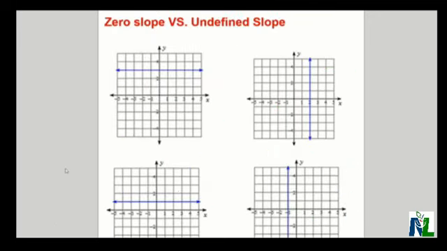So what if we're looking at horizontal and vertical lines? You see here when we're counting the rise, there is no rise. So it's 0 over whatever the run would be. And 0 divided by anything is just going to give us 0. So that's no slope or 0 slope.